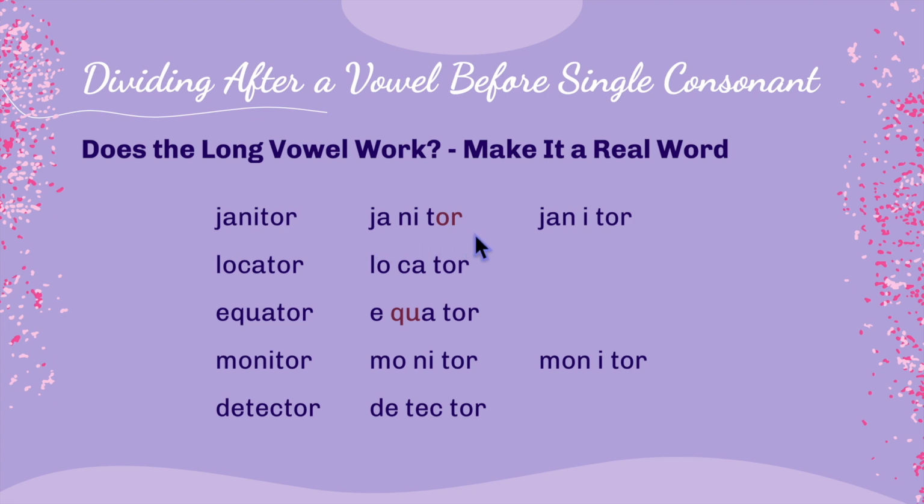Janitor. I don't recognize that, so let's try here, after the N. Janitor. That almost sounds like a word, so let's try the short sound here instead. Janitor. There we go, the janitor, the person who cleans your building. Locator. Locator. That's a word. Remember, QU together says qua. Equator. That's a word.